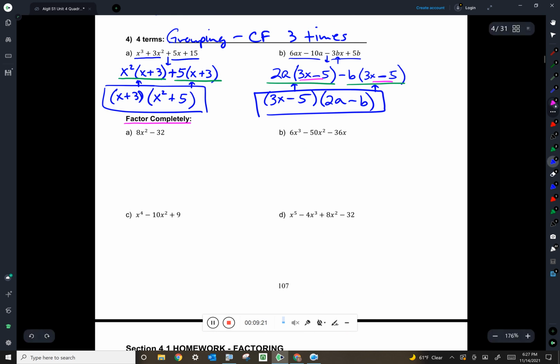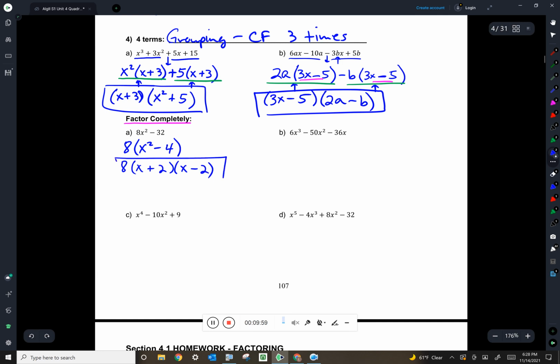So when I look at letter A, yes, I see 2 terms, but the first thing, is there a common factor? Well, I think so. Doesn't 8 go into both of those? So if I factor out an 8, I'm going to have x squared minus 4. So I just did common factor, but that doesn't mean I'm done. Look inside the parenthesis. I have 2 terms, and isn't that a difference of squares? So I can leave the 8 alone, but that x squared minus 4 is going to turn into 2 parentheses, x plus 2, x minus 2.